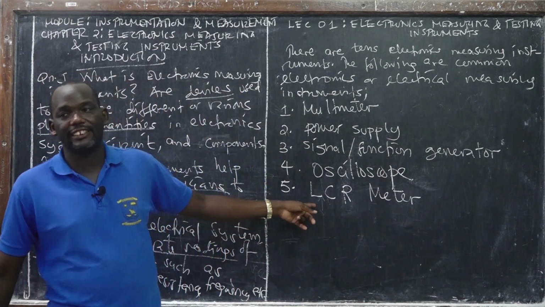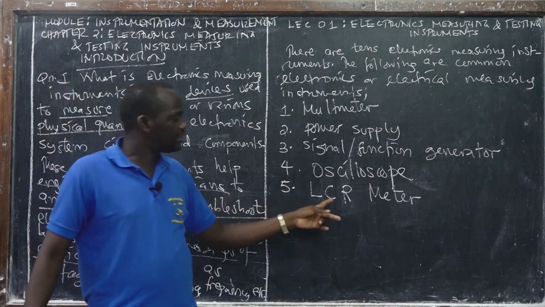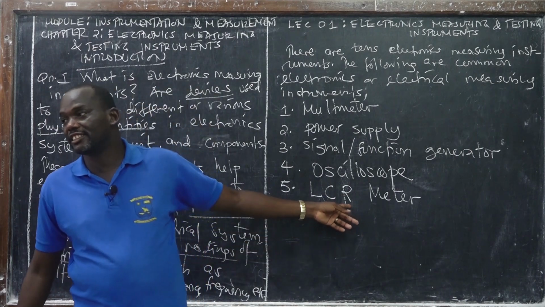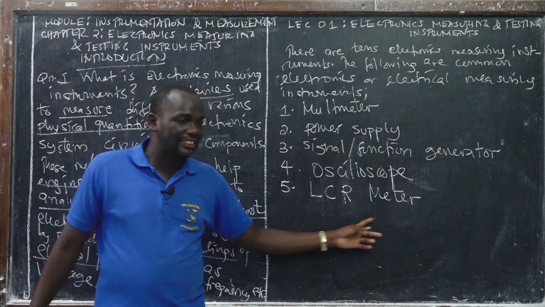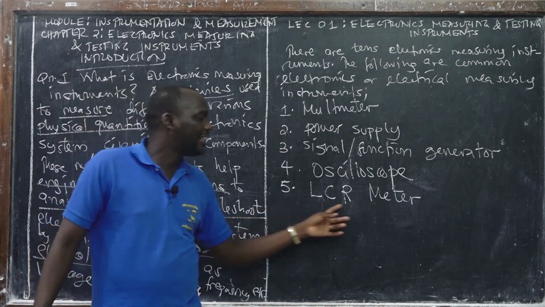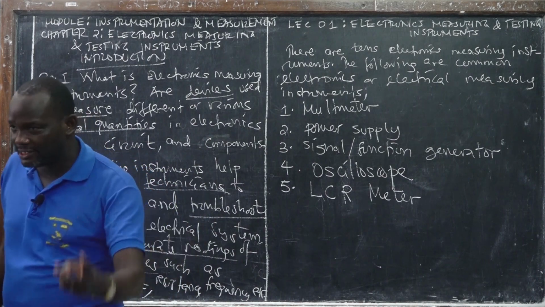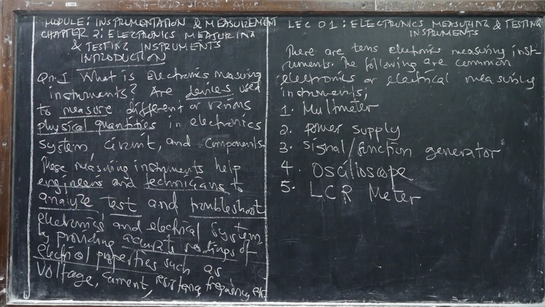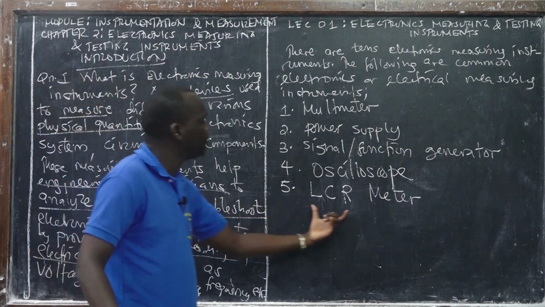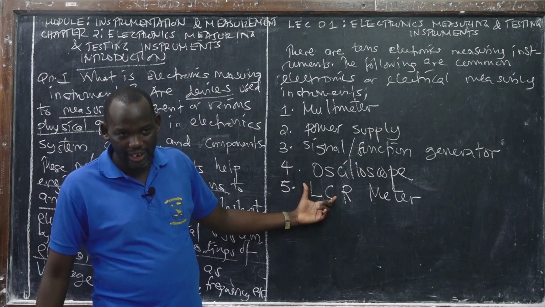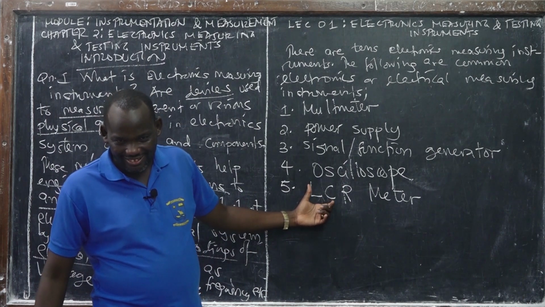Say LCR meter. L stands for inductance, C stands for capacitance, and R stands for resistance. So this is an integrated instrument. Stop writing. This is an instrument which can measure the inductance of the inductor, capacitance of the capacitor, and resistance of the resistor. So it's integrated, right? These we call passive electrical components. Do you agree? What is the difference between passive and active? We will review that.